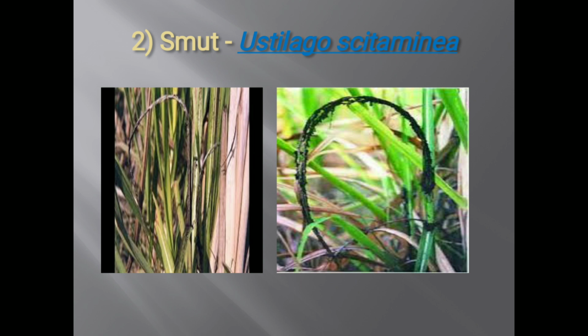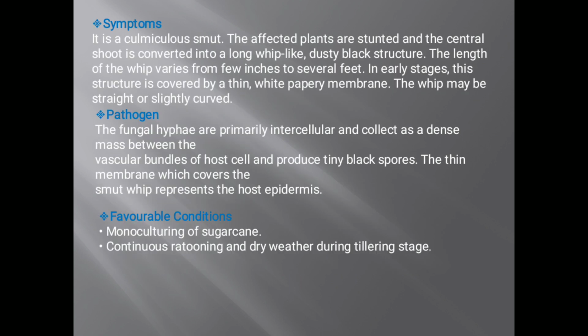The next disease is whip smut of sugarcane, which is caused by Ustilago scitaminea. For the symptoms, it produces the characteristic symptoms of smut. The affected plants are stunted and central shoots are converted into a long whip-like dusty black structure. The length of the whip varies from a few inches to several feet. In early stages, this structure is covered by a thin, white, papery membrane. The whip may be straight or slightly curved.